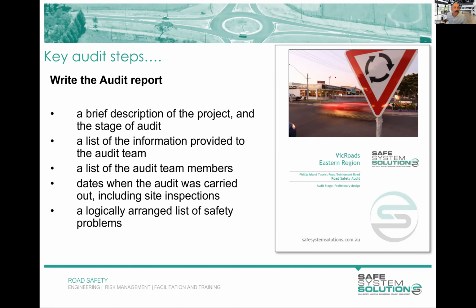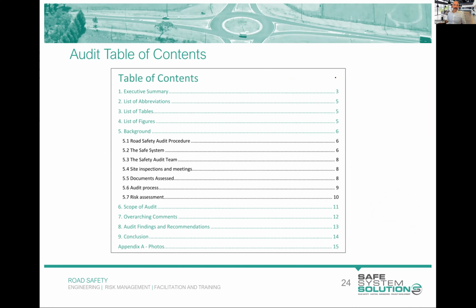So you list the team members and the dates the audit was carried out. Some people like to even put the weather conditions when they were out there, and a logically arranged list of safety issues that you have identified. And here's a table of contents that meets all of those requirements.